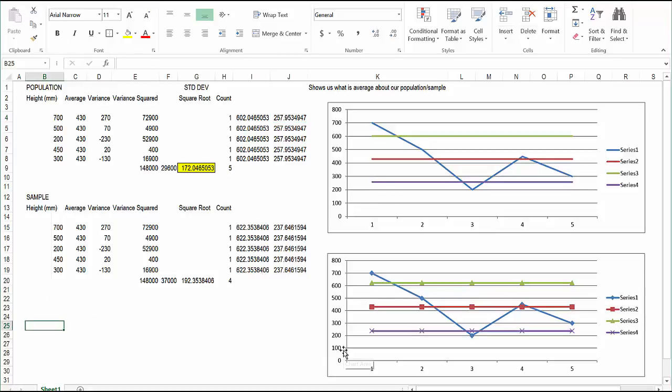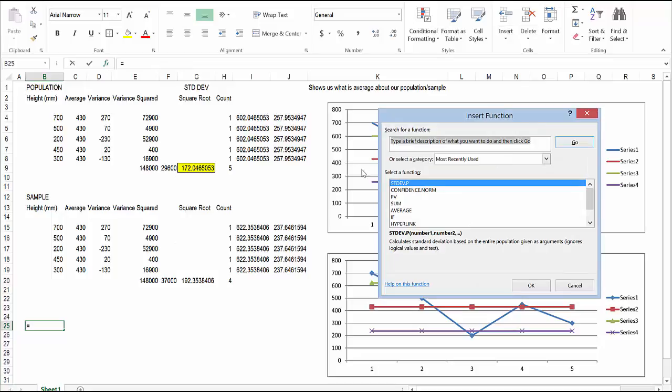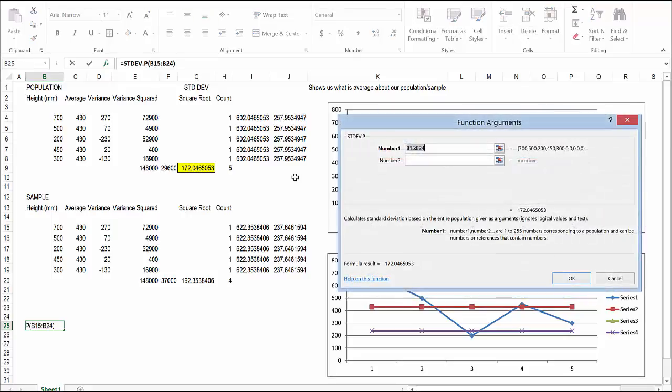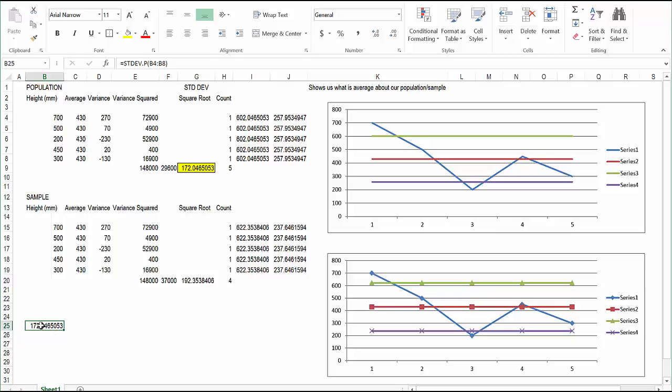But let's take a look at something really quick. If you use a function, here's my insert function key. If I type standard, there's my standard deviation of a population, because stdev.p is population. If I click OK, it's going to ask me for input of numbers. So I'm going to do my population. There we go, and click OK. It gives me the exact same number that I calculated up here with all this complicated math. So as you can see, there's really no need for all this complicated math.